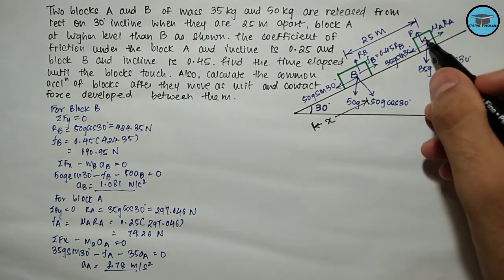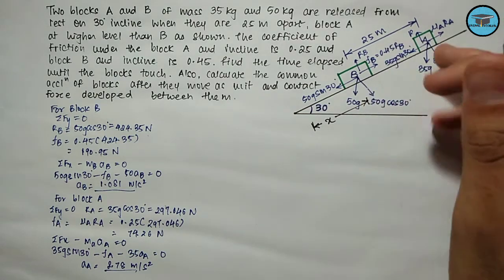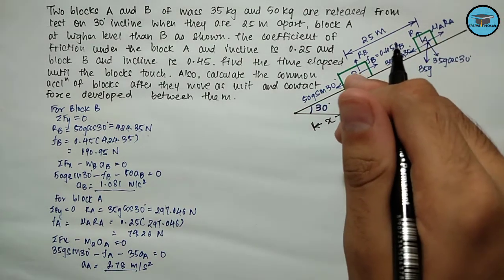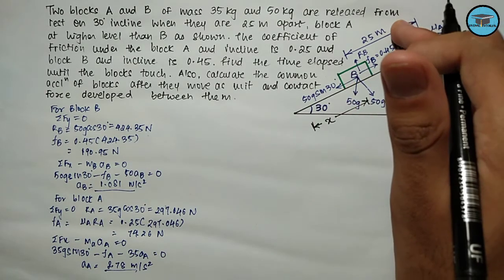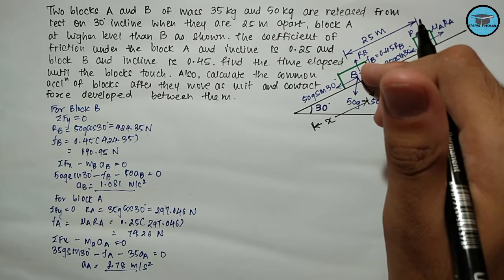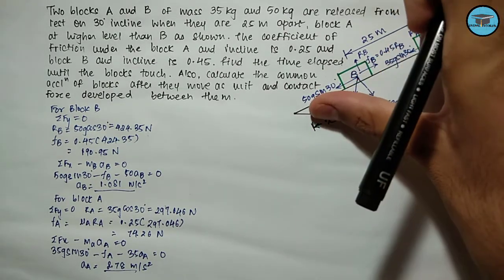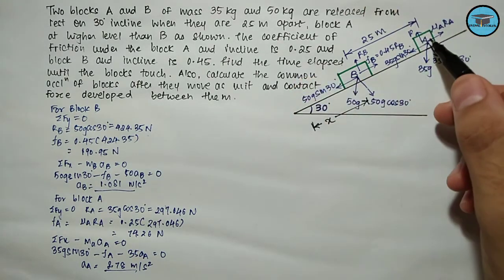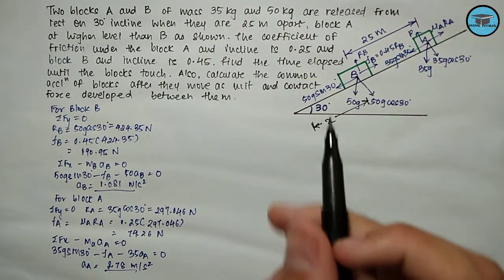So now the distance traveled by block A will definitely be 25 plus x only, as block A needs to touch block B. So the total distance traveled by block A will be 25 plus x to touch this block B. As this block B will be moving x distance in this direction, the distance traveled by block A in this direction would be 25 plus x.